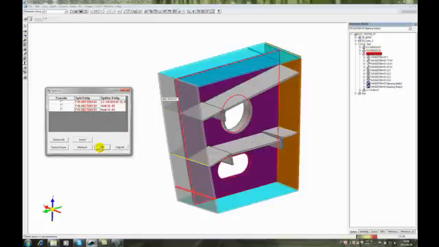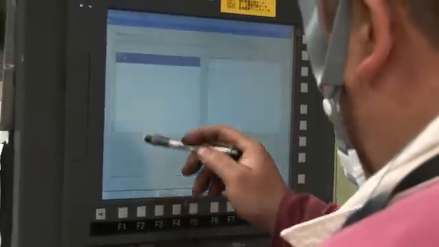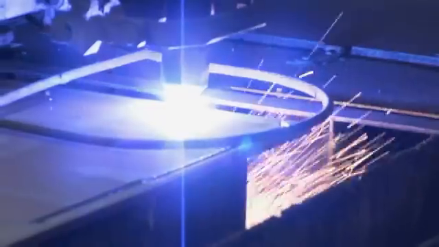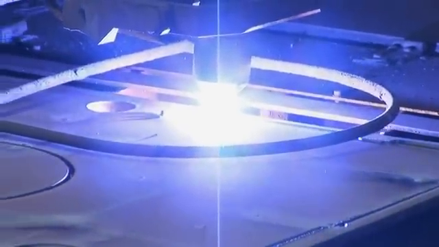SmartMarine 3D then extracts and converts the data for import to SKDY's nesting software, which is processed for accurate cutting and manufacturing of the required steel plates.